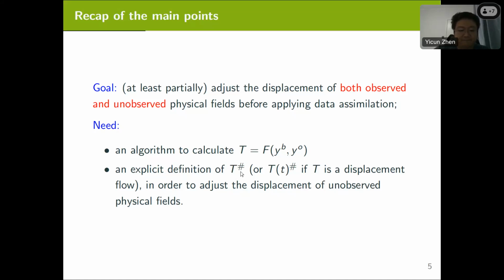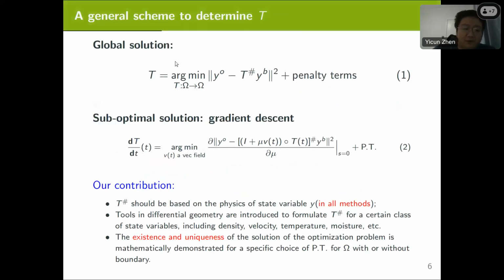So how do we find the T? Generally, it's not hard to find such a scheme. So look at equation one. We want to find all the displacement maps T. Here we consider all the possible displacement maps T, from omega to omega, smooth, one to one and onto. So it's called a diffeomorphism. We consider all the T's, and we compare YO minus T sharp YB. As we said, T sharp YB means how to adjust YB using T. Therefore, T sharp YB is the adjusted background estimate. So we compare YO and the adjusted background estimate.